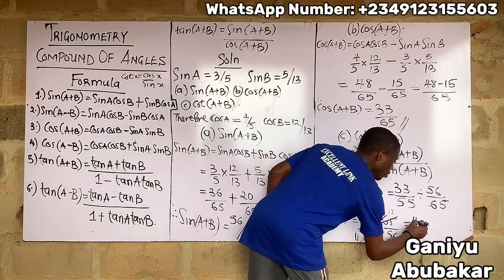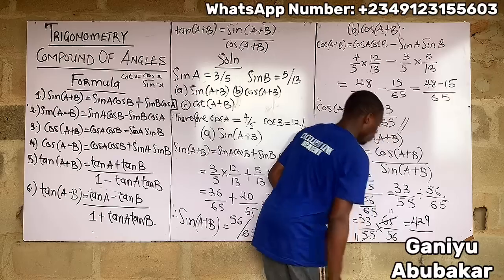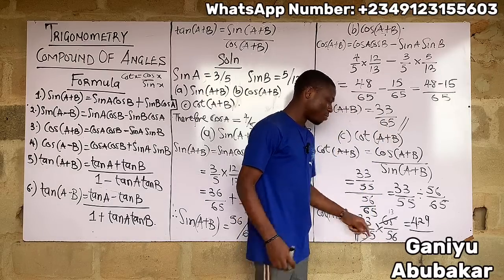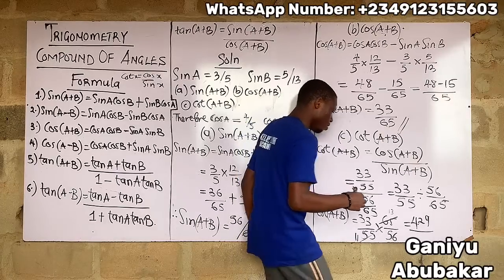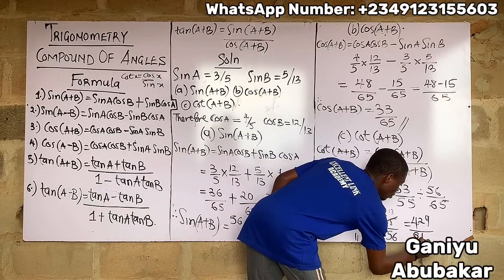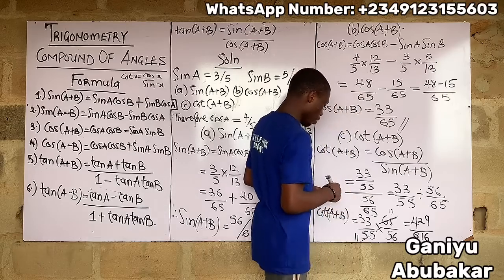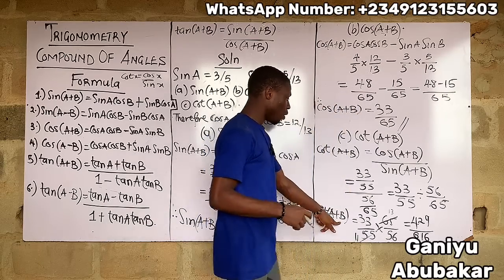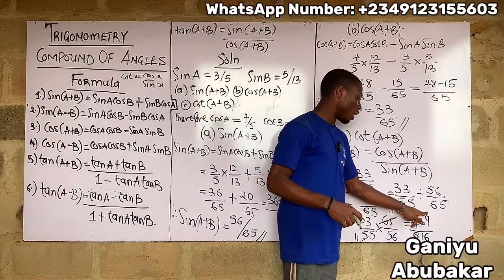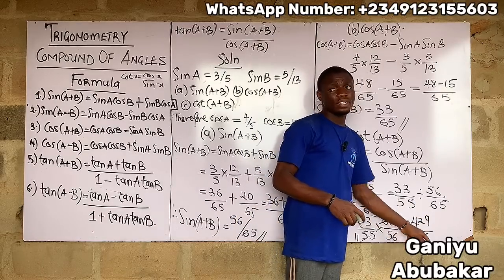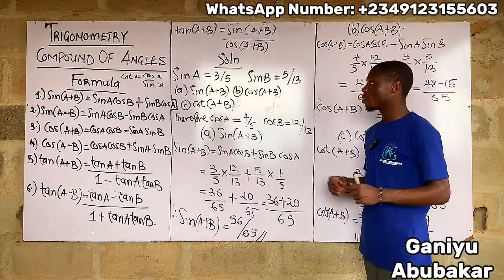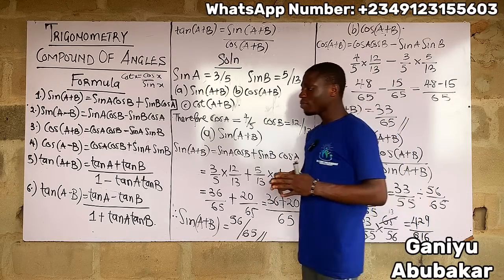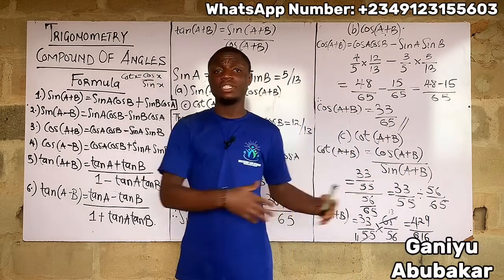429 all over 11 times 56. What do you have? 616, right? So I'm saying that cot A plus B gives 429 all over 616 as my answer.